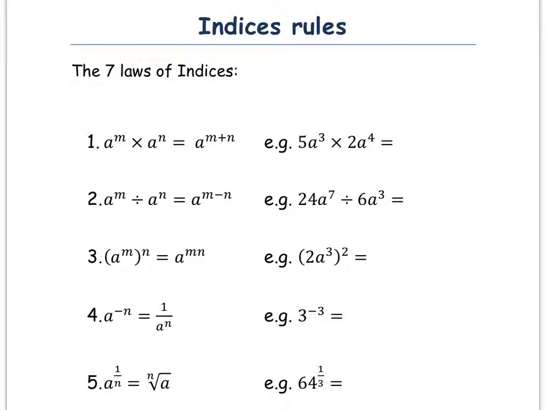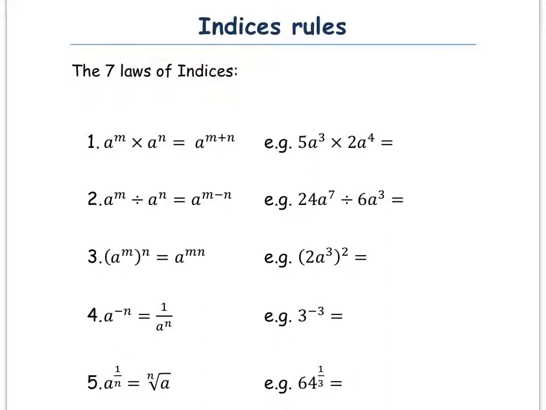During your A-level maths course, you're going to use 7 laws of indices a lot, okay? These are the 7 laws that you must know. Most of them you've covered before in GCSE, so this is just a recap. Number 1 is a to the power of m times a to the power of n is equal to a to the power of m plus n. So here's an example of this.